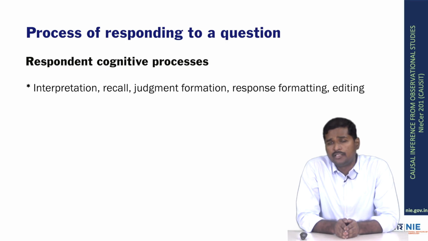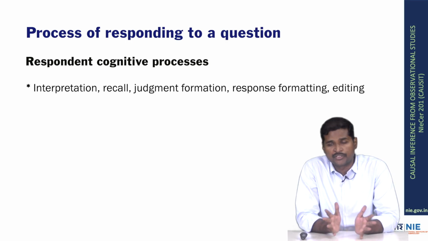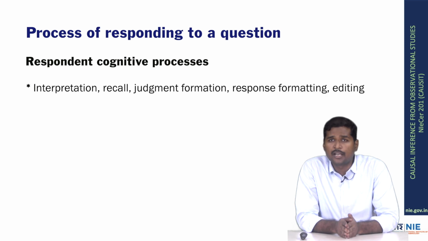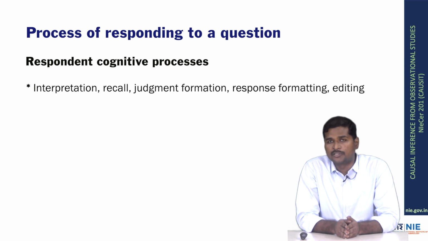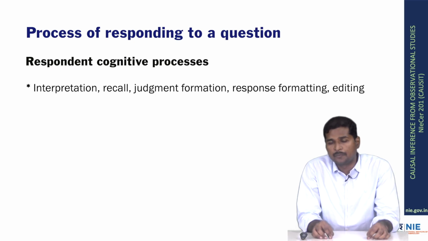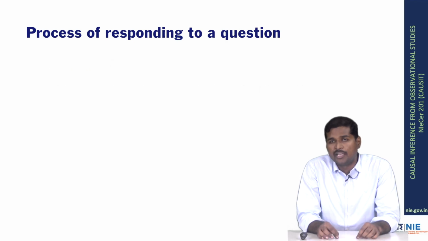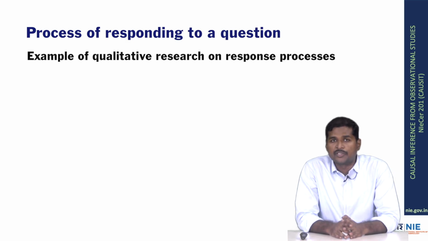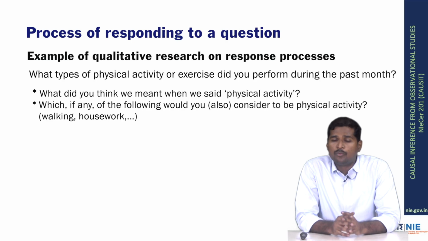And when you are designing a survey instrument, a questionnaire, you have to think about all these cognitive processes that are going on inside the mind of the respondent. So, the way in which you frame your question, the way in which you ask your question should not allow errors to creep into any of these cognitive processes. For example, let me ask you a question. Did you perform any physical activity during the past month? Let's say this is a survey question.